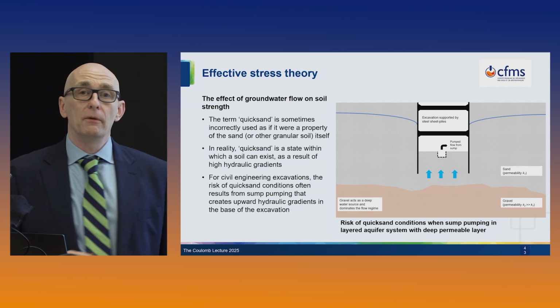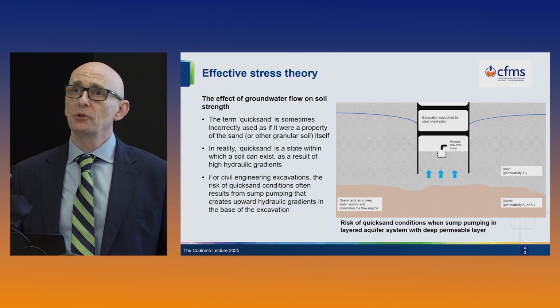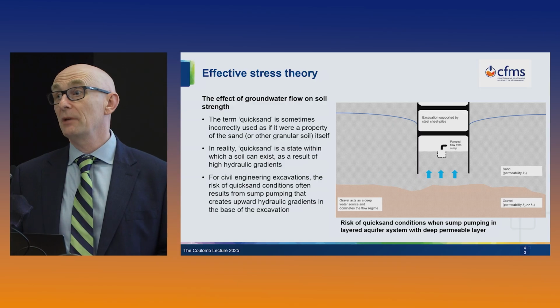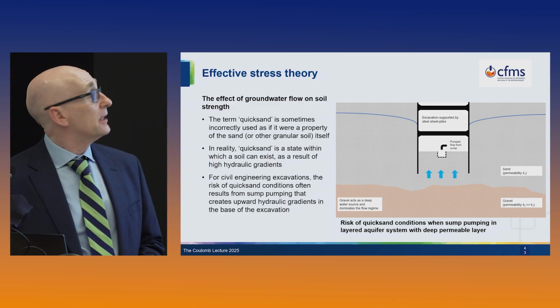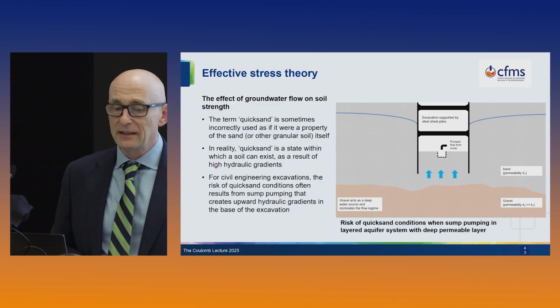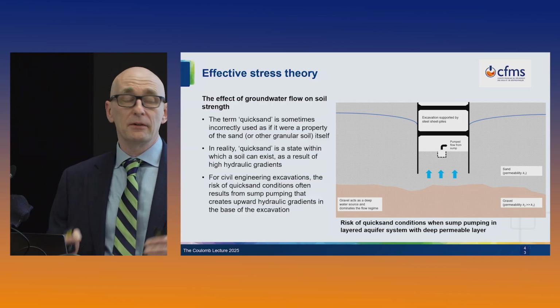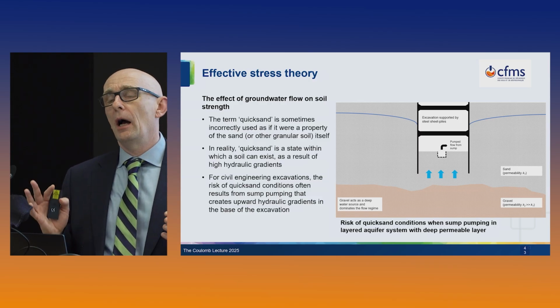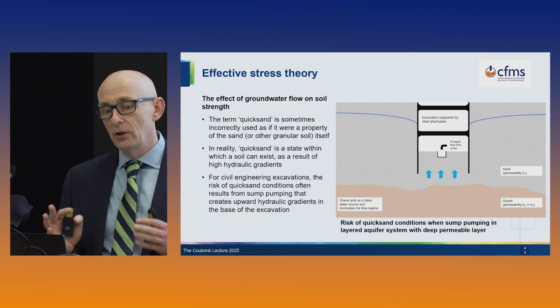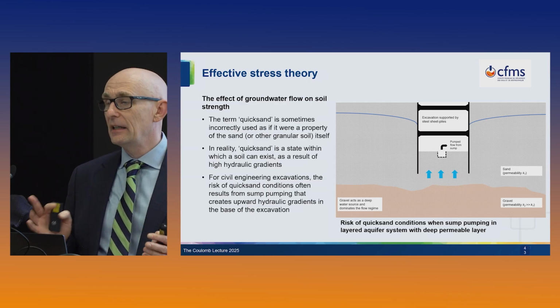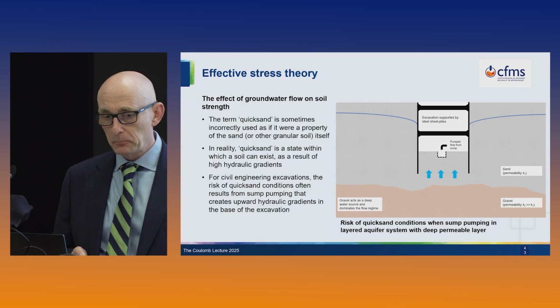And the situation when soil becomes very weak due to groundwater flow is sometimes known as quicksand. People sometimes use the term quicksand incorrectly, as if it were a type of material. It's not. Quicksand and the equivalent running sand and so on are a state within which soil can exist, and that state is related to the hydraulic gradients.